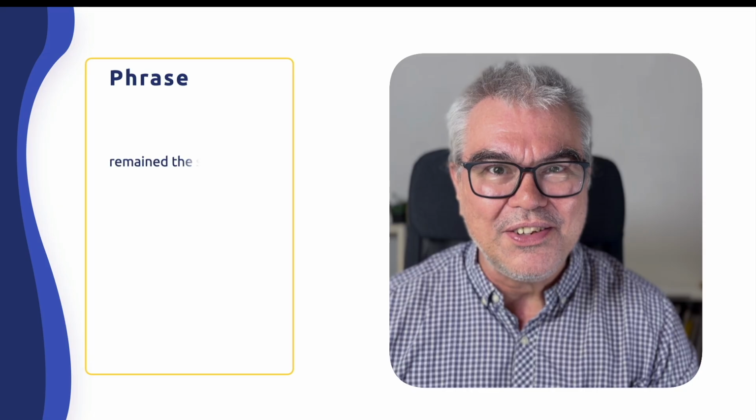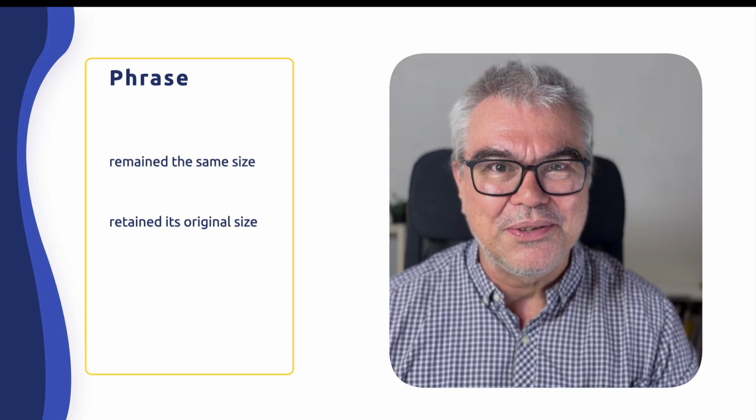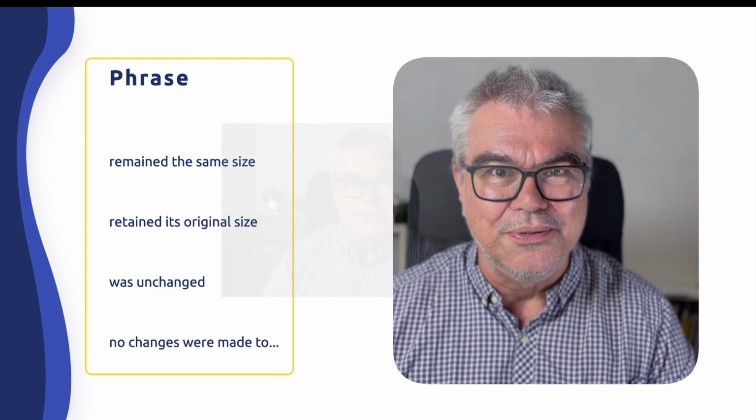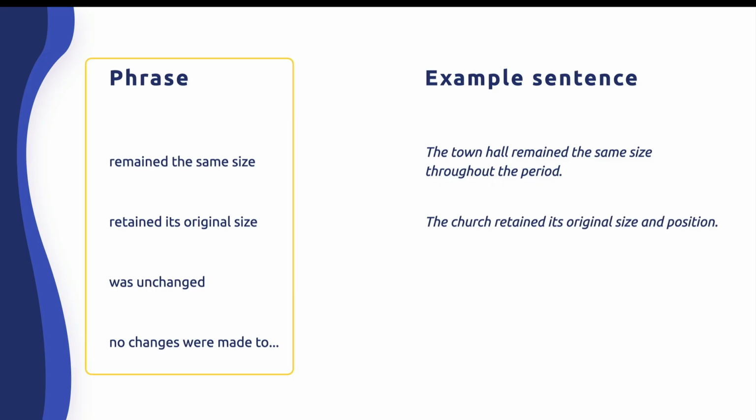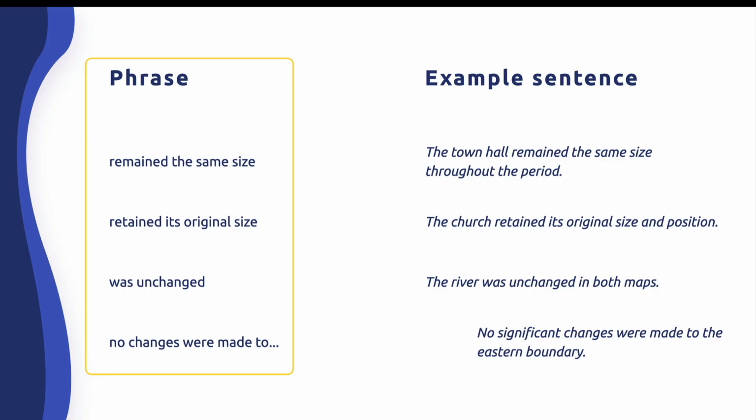So the last group is features that stayed the same. Here are some useful phrases. Remained the same size, retained its original size, was unchanged, no changes were made to. And the example sentences: the town hall remained the same size throughout the period. The church retained its original size and position. The river was unchanged in both maps. No significant changes were made to the eastern boundary.